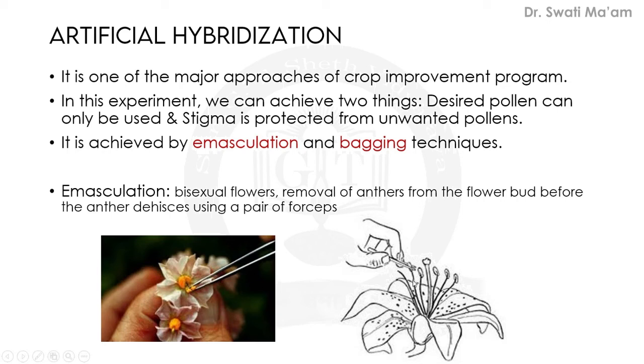In the other diagram, this line diagram shows the same process. These are pollens. In the anthers the pollens are produced, and the whole structure is removed with the help of forceps.